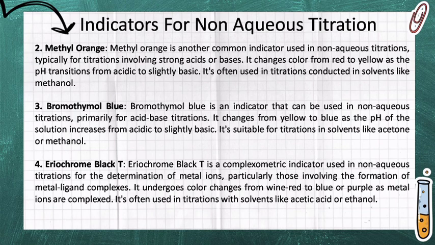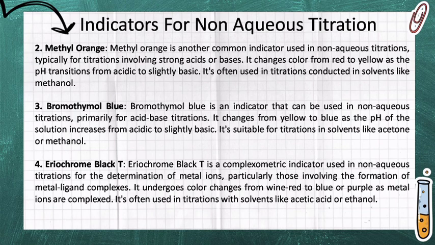Third, bromothymol blue. Bromothymol blue is an indicator that can be used in non-aqueous titrations, primarily for acid-base titrations. It changes from yellow to blue as the pH of the solution increases from acidic to slightly basic. It's suitable for titrations in solvents like acetone or methanol.